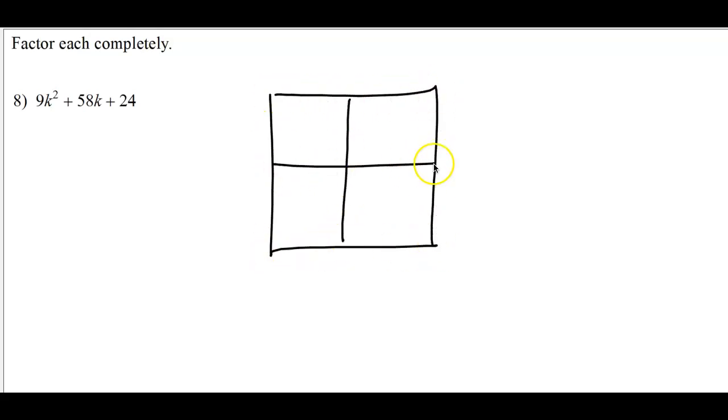One more like that. And I just like to include a lot of examples of these because sometimes these can be kind of tedious. So what makes 9k? Well, we have two options there. It could be 3k and 3k, or it could be 9k and 1k. It's kind of difficult to tell. So I'm going to go ahead and start off with 3k and 3k, and we'll see if that works.